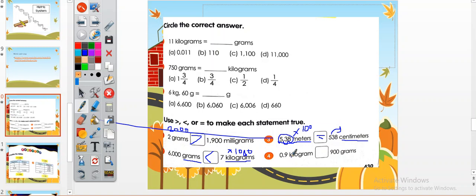Now 0.9 kilograms and 900 grams. Multiply the kilograms by 1,000, because we are converting from big to small. 1, 2, 3, 900 is the answer, so they are equal. Well, this is how it works.